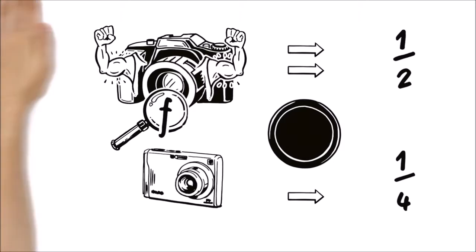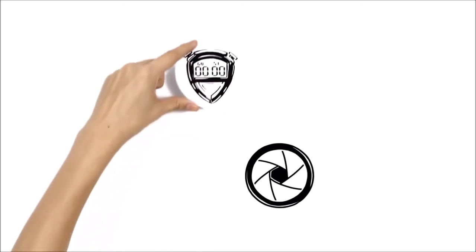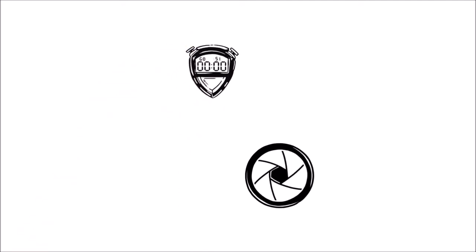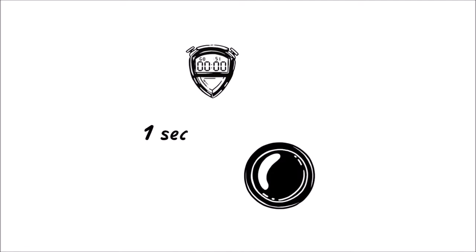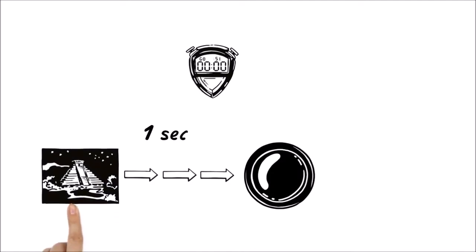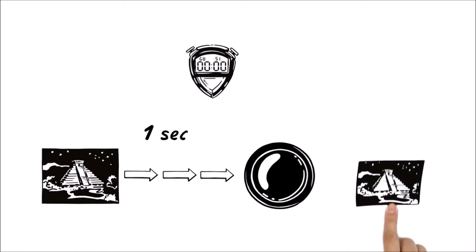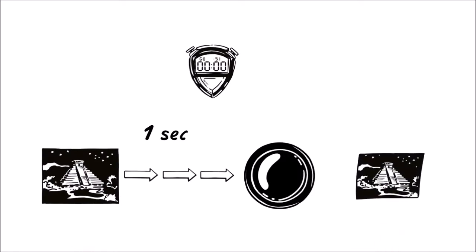But those aperture curtains don't always stay open. They only open for a split second. That length of time is called the exposure time, or shutter speed. The longer the exposure time, the more light enters the photo. That's fantastic if Mary wants to take a photo at twilight, for example.